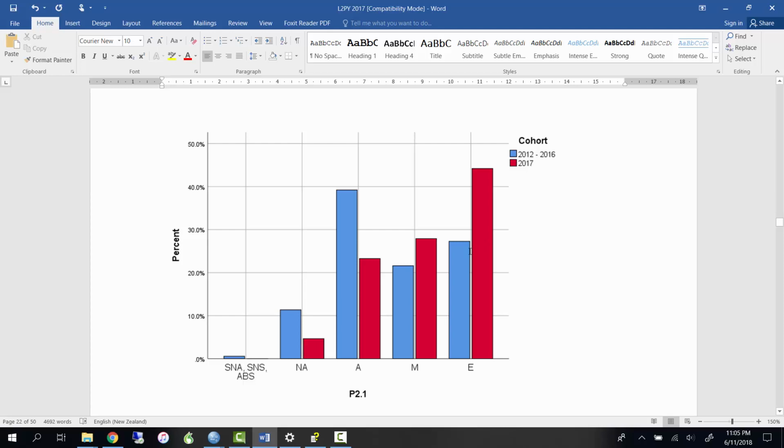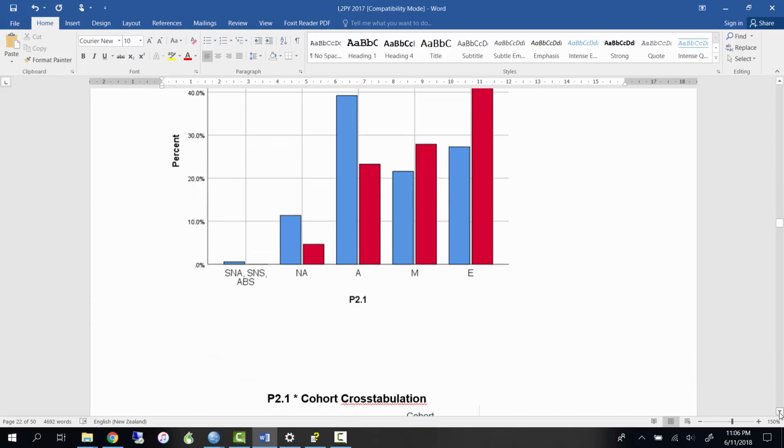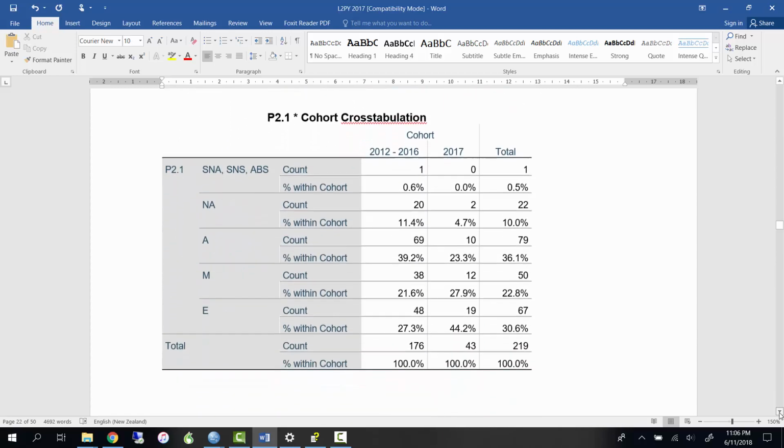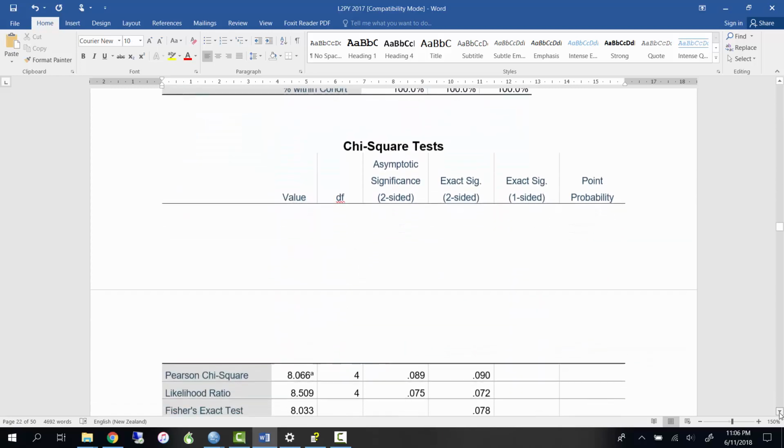Looks like something's happened here. Less people have got the standard, no one's got standard not attempted. Less people got not achieved, less people got achieved, more have got merits, and even more have got excellences. It looks like an improvement. And it is. As we scroll down, let's ignore the table, we don't care about the table anymore. Go to your chi-squared test.